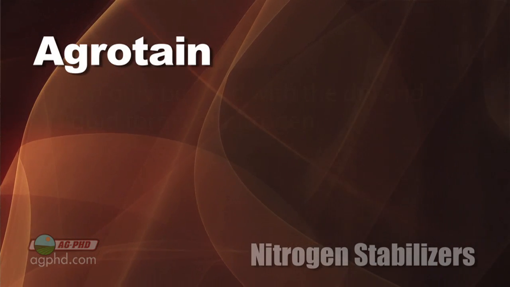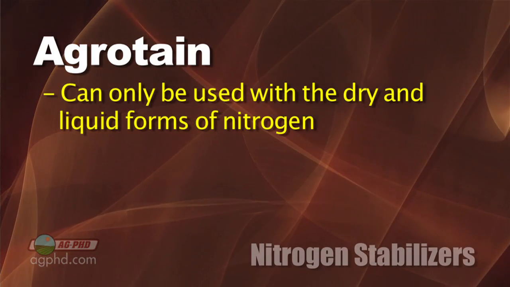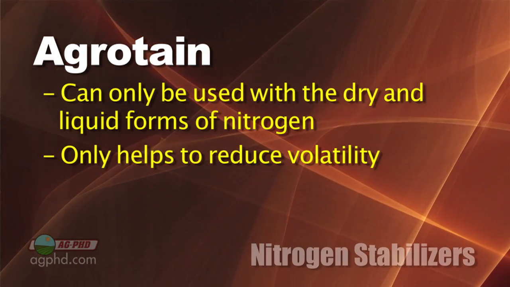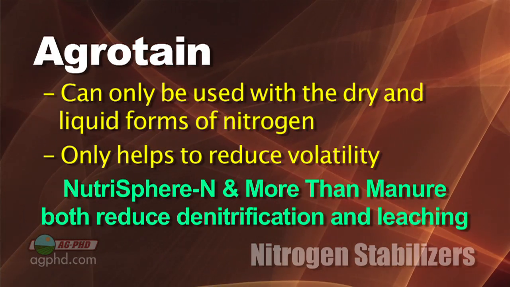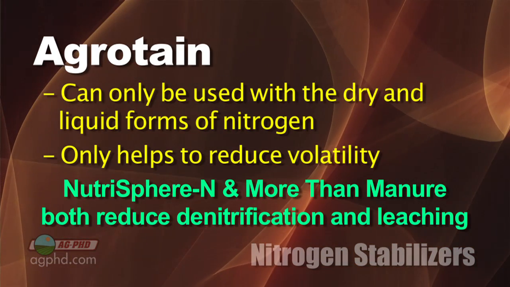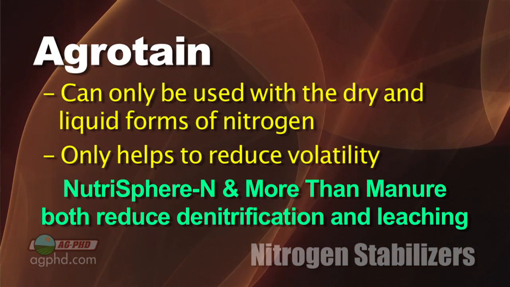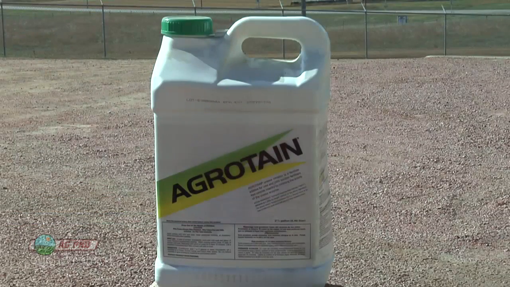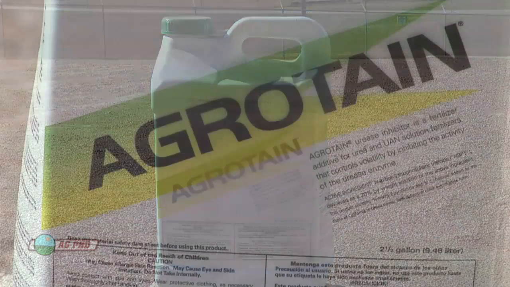Now the Agrotain, you can find versions for dry, for liquid, but the thing with Agrotain is it's only going to help you on that volatility issue, whereas the NutriSphere N and the More Than Manure are going to also help you with the denitrification loss and the leaching loss. So each one of these products is a little bit different and their uses are a little different. For example, when we talk about Agrotain, if you're going to be incorporating your nitrogen, there's no point putting Agrotain on at all. It's going to help with volatilization.